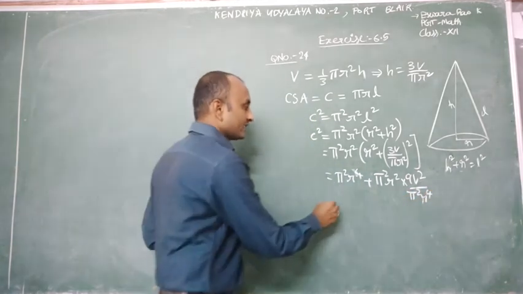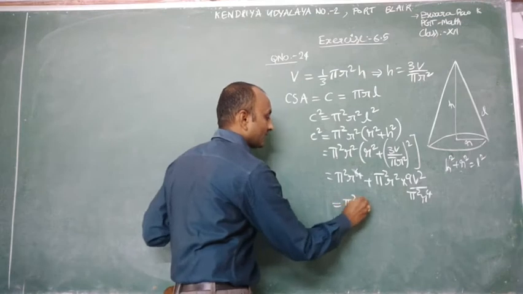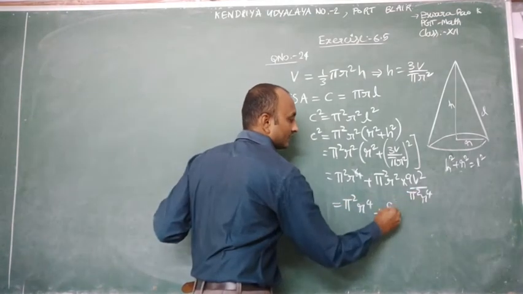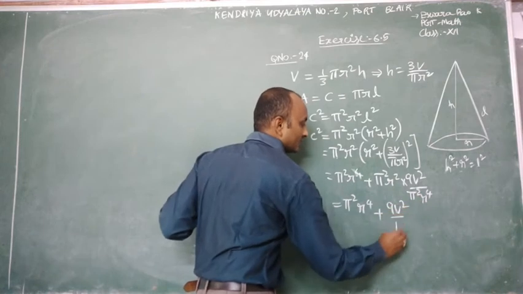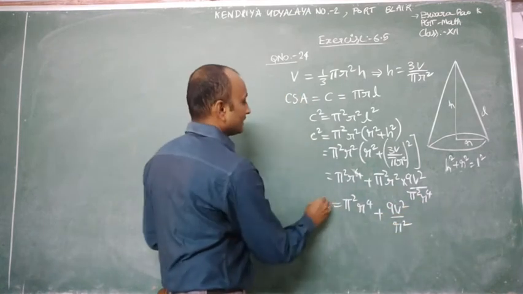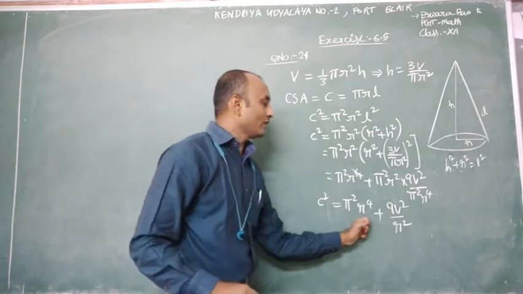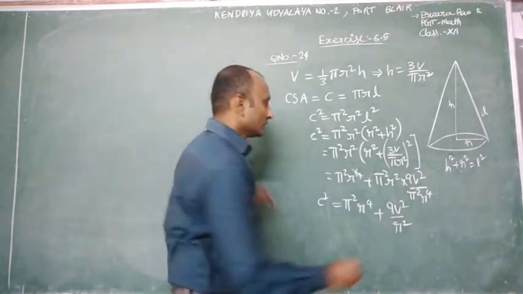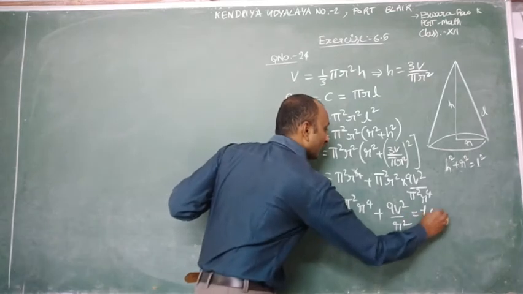Now any cancellation is happening? Check it out. Pi square cancels, r square cancels. So it is 9V square by r square, which is C square, expressed in only one variable r, because volume is given, it should be constant, right? So you can take this one as f of r.